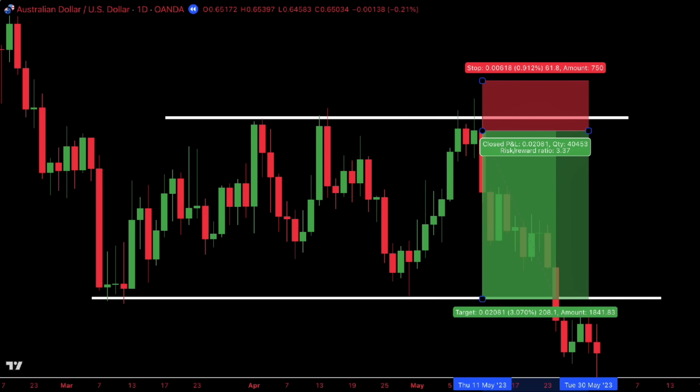So as you can see, this simple candlestick setup, when combined with institutional areas, can provide high-quality trading opportunities across different time frames.